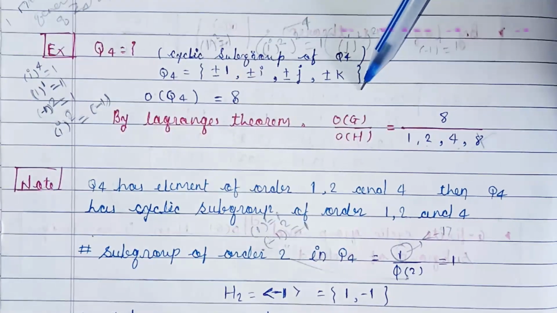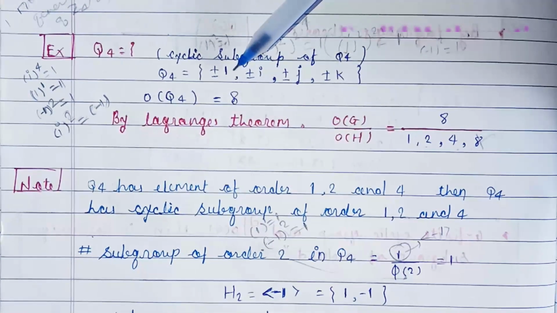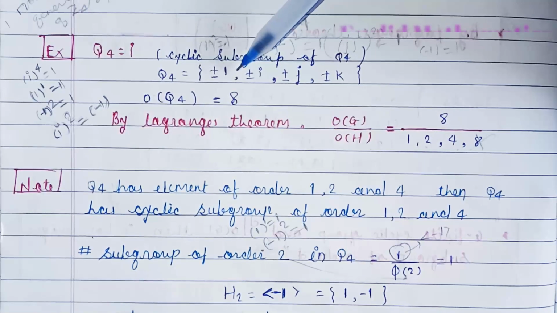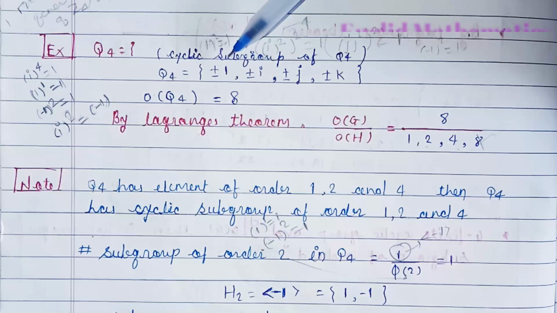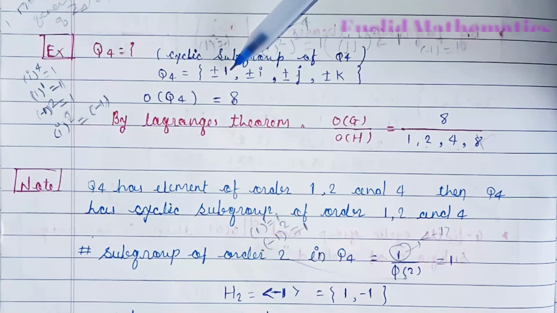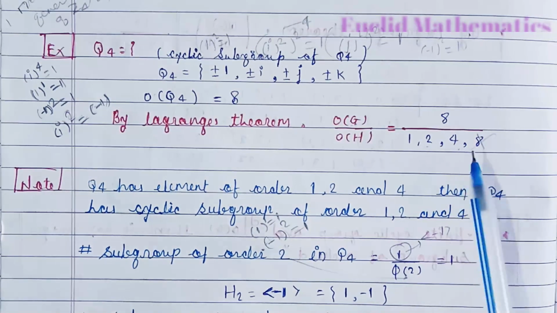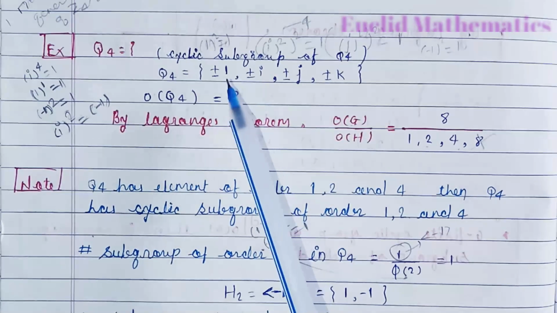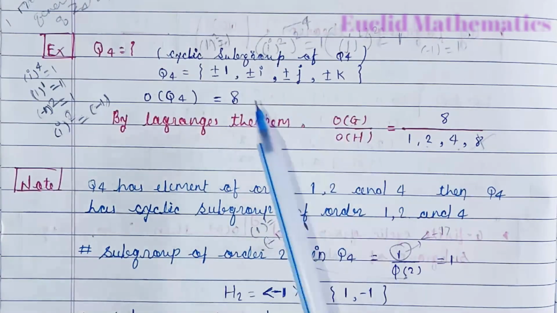So what are the possible orders of the elements in our group? We know that a raised to n equals the identity. When it comes to the identity, we have to check the powers, and these powers are the order of that certain element. Here the identity element in Q4 is 1, because it is a multiplicative group. So 1 is the element whose order is 1. Minus 1 is the element whose order is 2, because minus 1 squared is 1, the identity element.